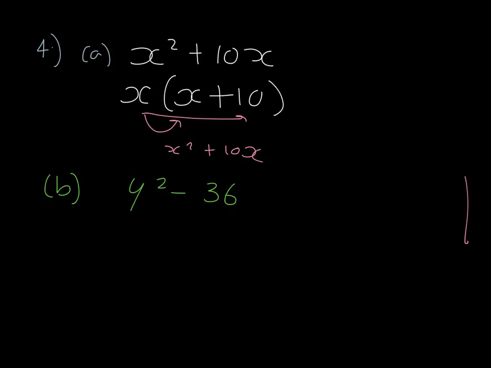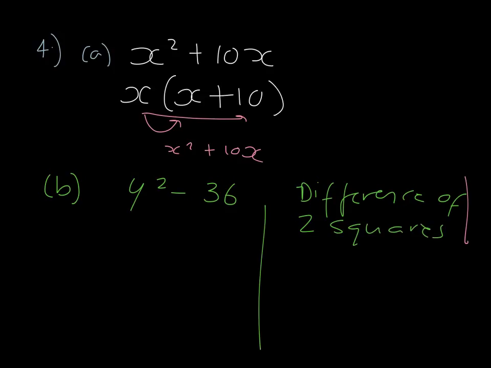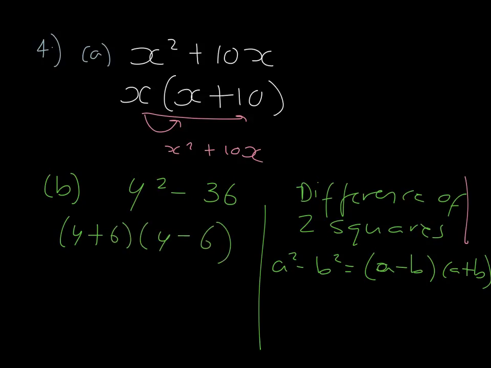Part B, factorise y squared minus 36. We should recognise this as a difference of two squares. And we know that a general difference of two squares, for example a squared minus b squared, factorises as a minus b, a plus b. So we can factorise y squared minus 36 as y plus 6, y minus 6.